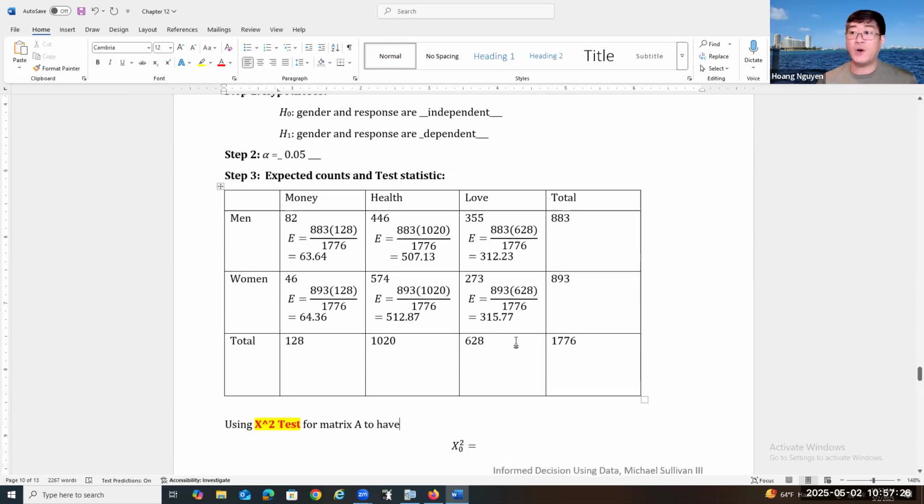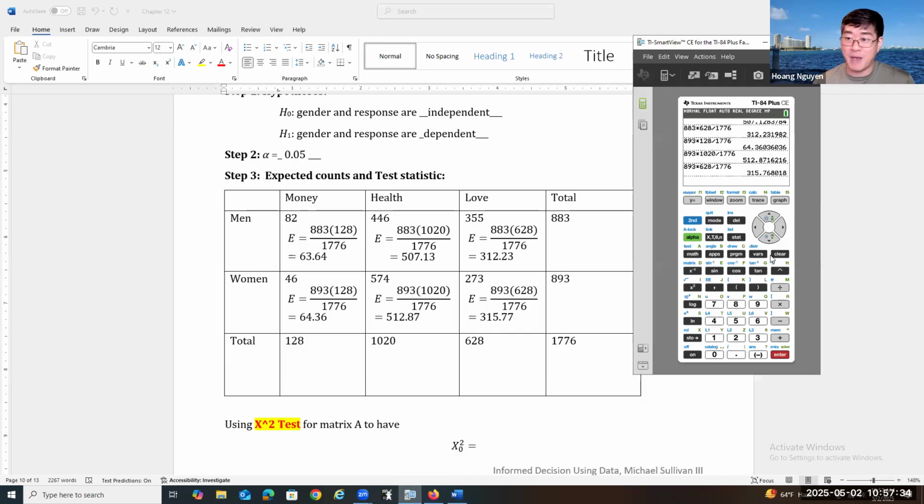Okay. So before you can use the chi-square test, everyone, you have to input the observed values into matrix A. So everyone remember that, right? We're gonna go second matrix, and then we're gonna go to the edit option, and it's gonna be matrix A. So this matrix has 2 rows and 3 columns. So it's gonna be 2 by 3 still.